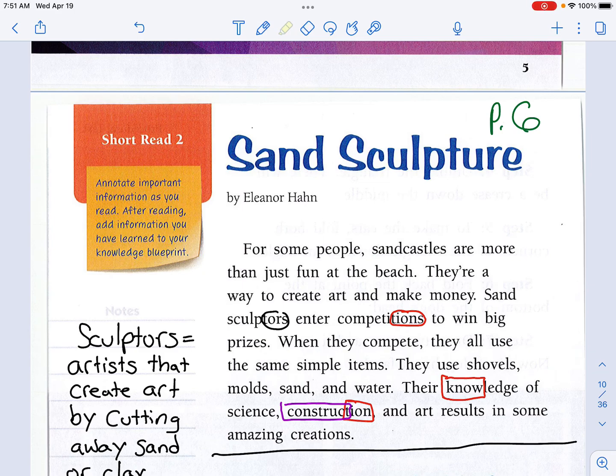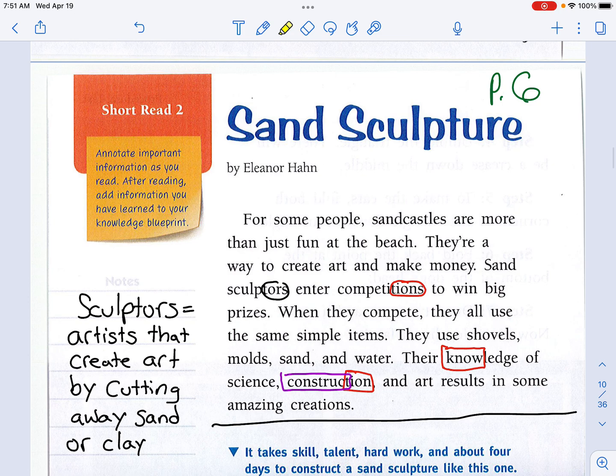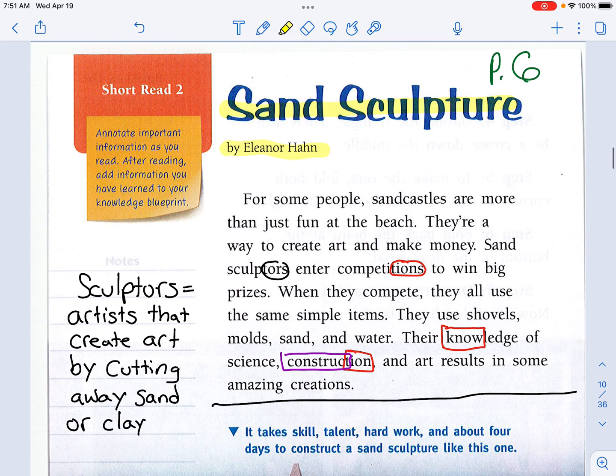Hi, boys and girls. Thank you for having your close reading book open to page 6. Today we are going to reread Sand Sculpture by Eleanor Hahn. Go ahead and track as I read, just like we do in class. Are you ready? Finger on the first word.